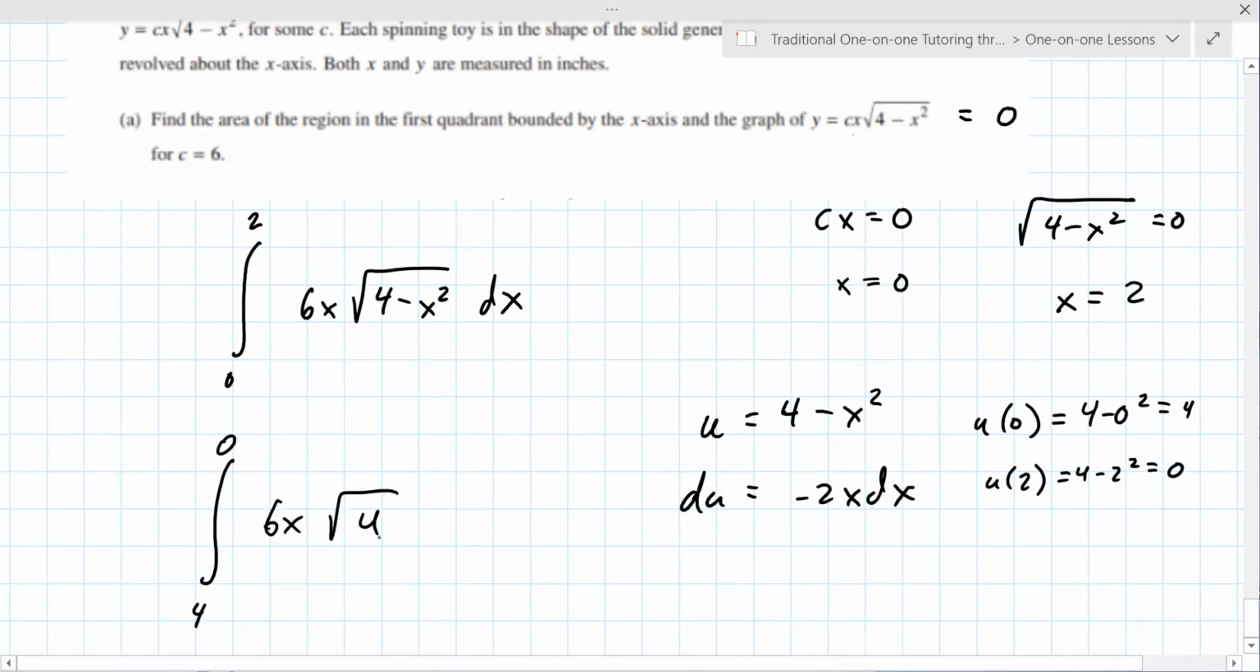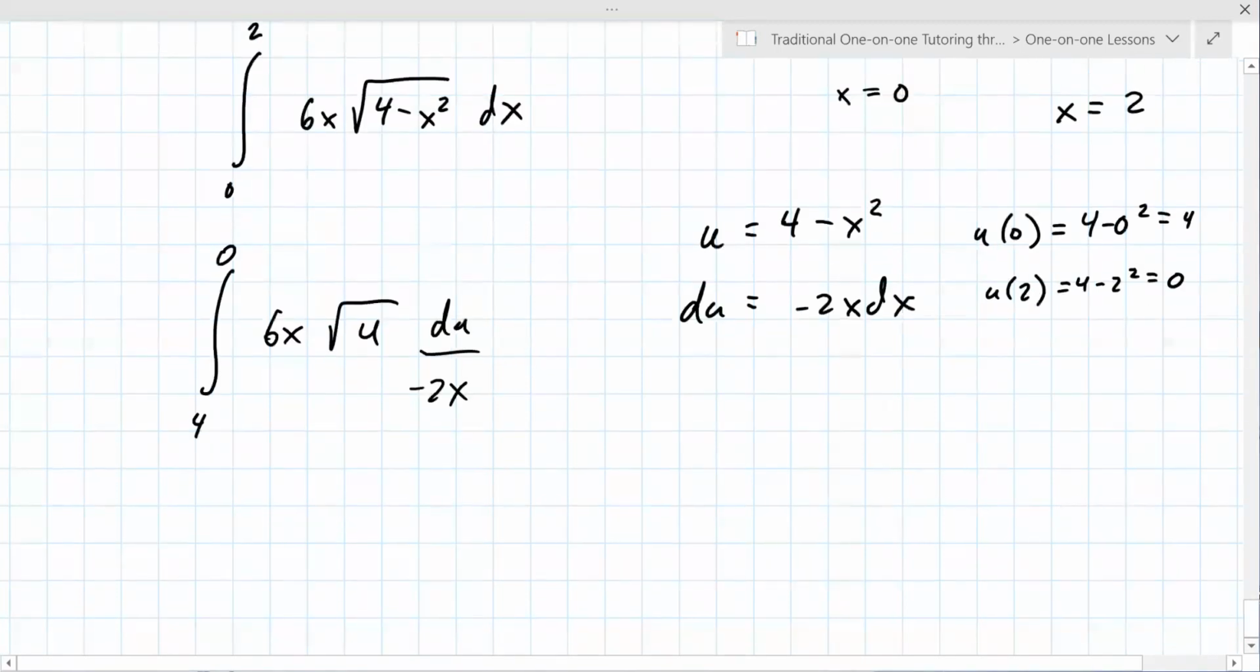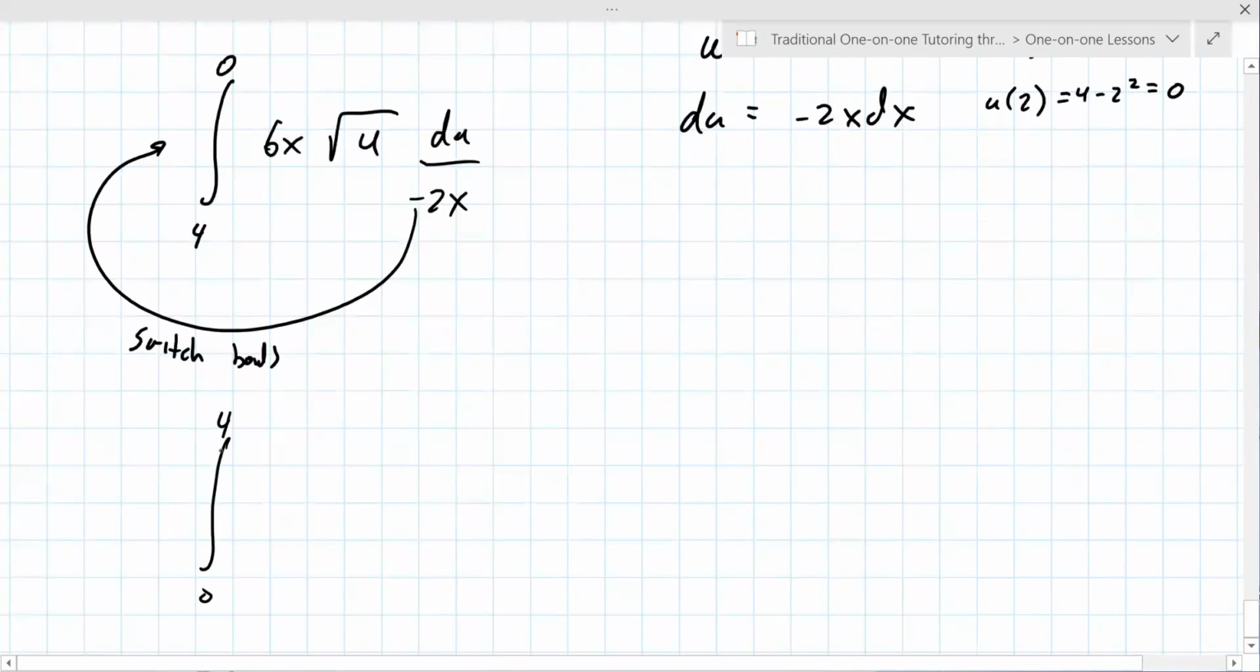So dx is du over minus 2x. And oftentimes when the bounds switch like that, where you feel like they're wrong, there's a negative that comes out. So when you negate it, this negative right here will switch the bounds. So if there's a negative and the bounds are upside down, then I know I did something wrong. I mean, not always, but typically in this.